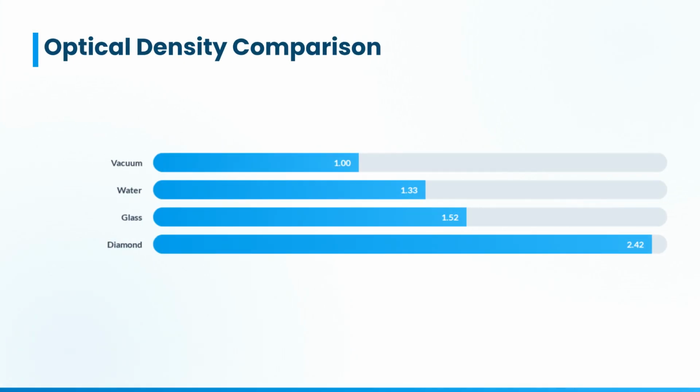This chart compares optical densities. A higher refractive index indicates that light travels significantly slower and bends more when entering that material.